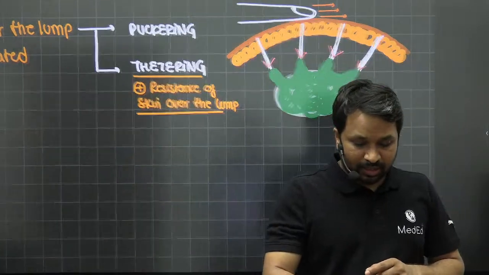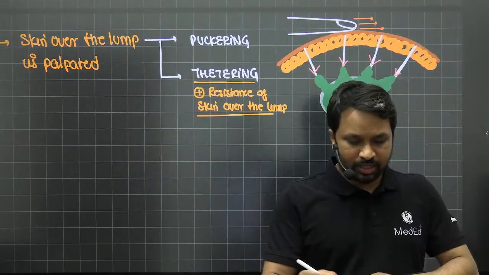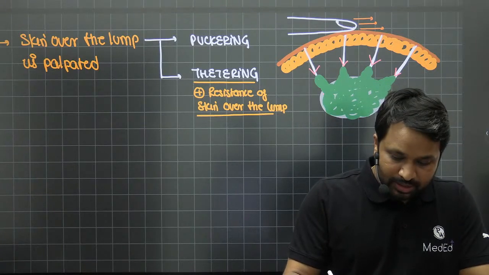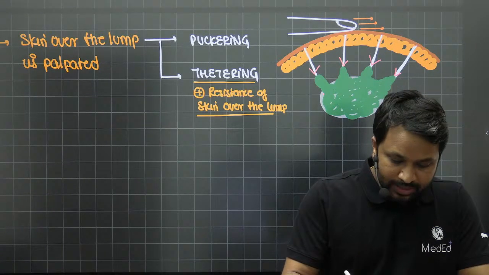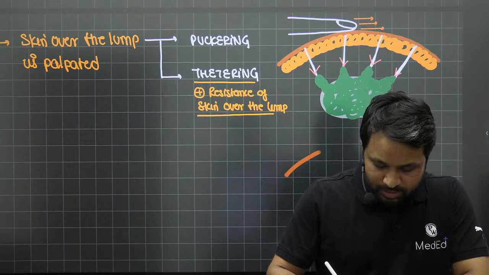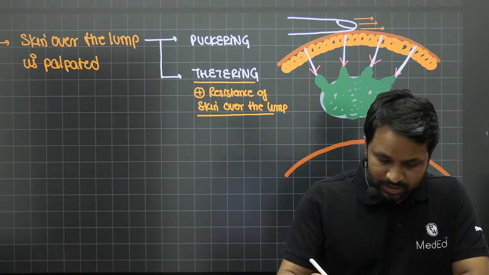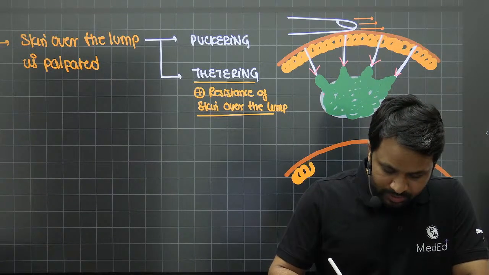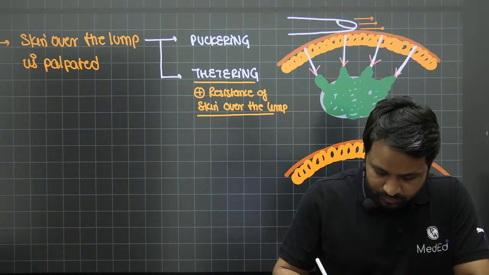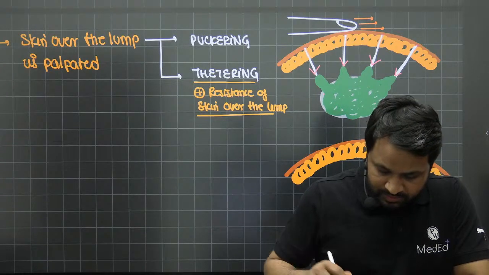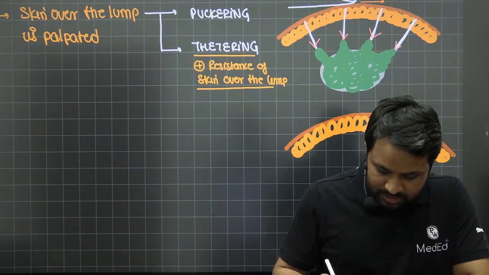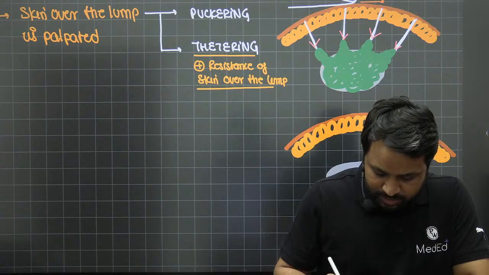What is puckering? Now you're strong, right? Now you decide to exert more force. When you exert more force, what is going to happen to the skin over the lump? So this is the skin over the lump. This is the subcutaneous fat that you have. This is the breast lump that is present, the malignant lump that you have.